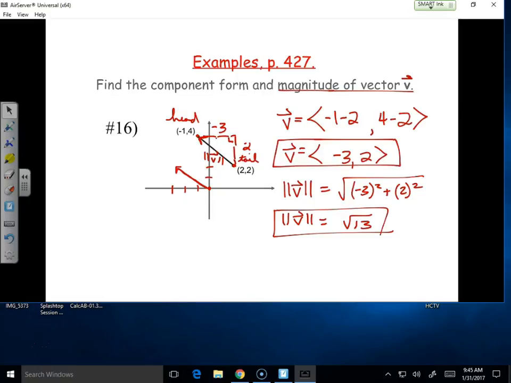So component form, one more time. Those are the side brackets, side carets, showing the horizontal change or displacement and the vertical change or displacement. And from that, we can say, that's just the right triangle, no big deal. We can find the magnitude using Pythagorean theorem.